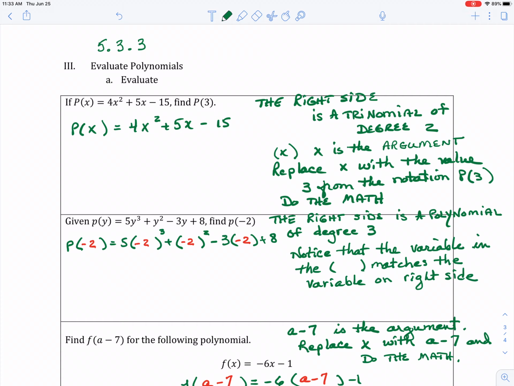This is the last video on section 5.3, and this one is dealing with how to evaluate polynomials. And evaluate usually means taking a number and plugging it in. So I wanted to call your attention to the notation here. We've got function notation, p of x. P of x is how you read that. The name of the function is p.